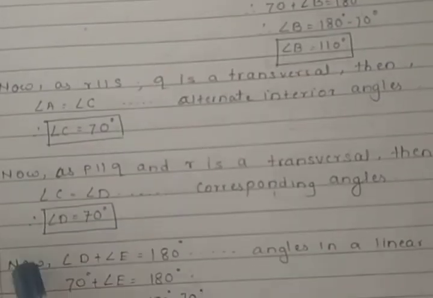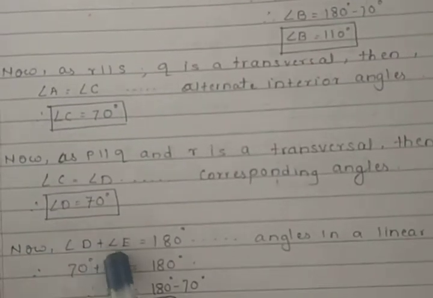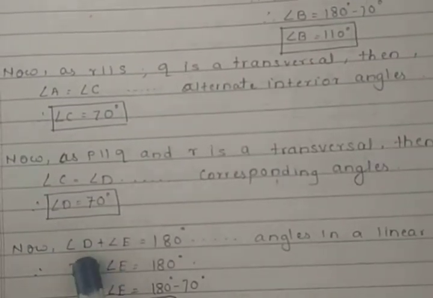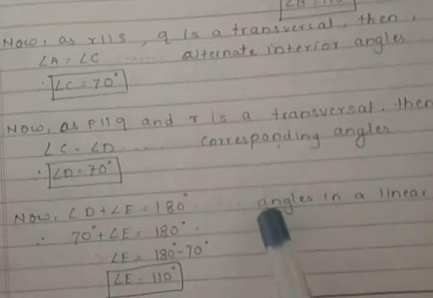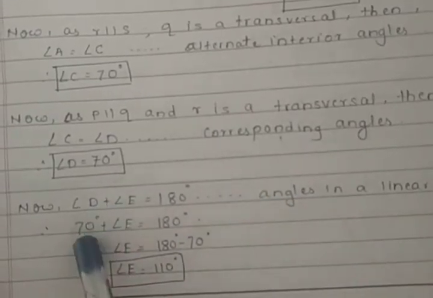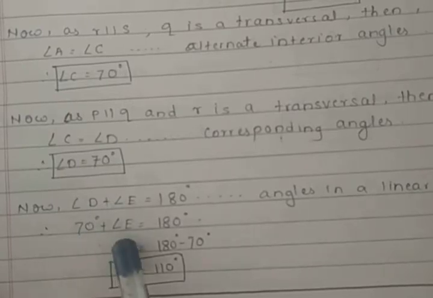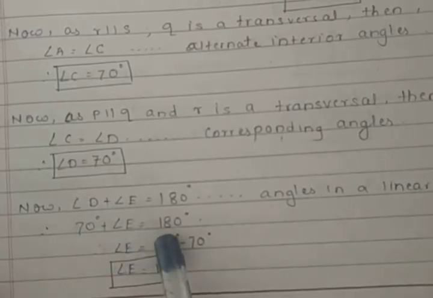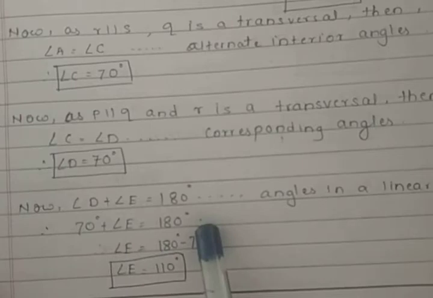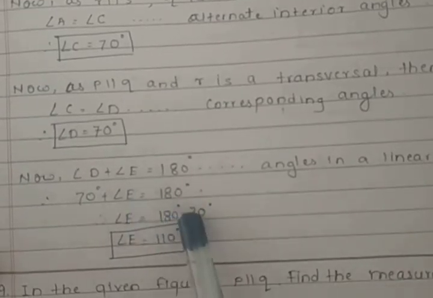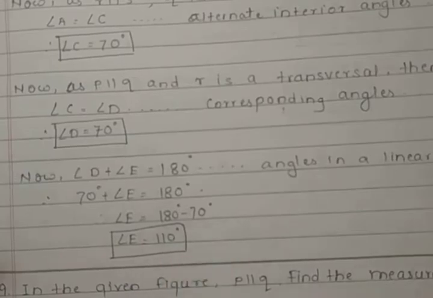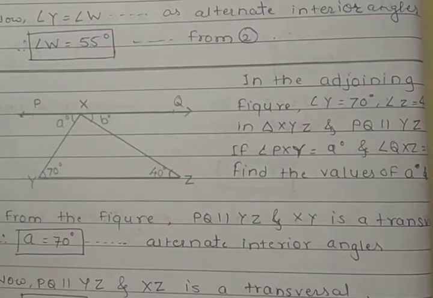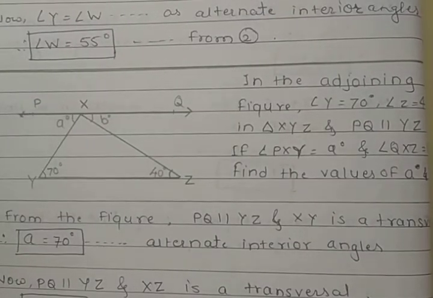Got it? Now D and E are forming a linear pair. So angle D plus angle E is equal to 180 degrees, angles in a linear pair. D is 70 degrees. We'll substitute the value of D, plus angle E is equal to 180 degrees. Now we'll transpose this 70 to that side. So angle E is equal to 180 minus 70. So angle E is equal to 110. Clear? Okay, now we'll move towards question number 10.